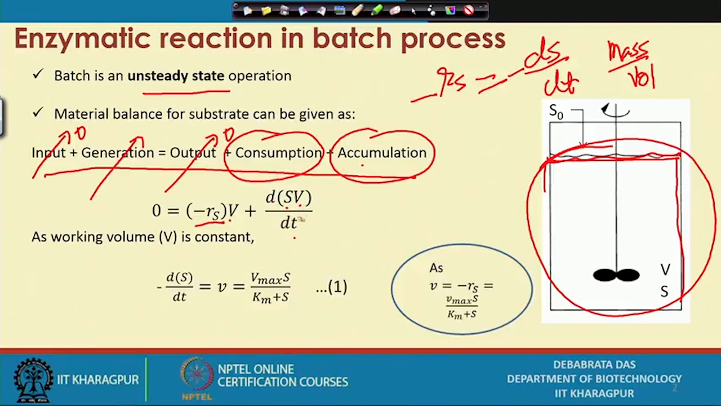Now when you differentiate this, V is constant, the volume of the reactor is constant, so it will come out. So it will be dS by dt. So I can write minus dS by dt equal to V equal to minus RS, and then as per the Michaelis-Menten equation, this will be equal to Vmax S by Km plus S. Now here we have shown V equal to minus RS, Vmax S by Km plus S. So this is very simple, that we can make a balance equation across the batch reactor.